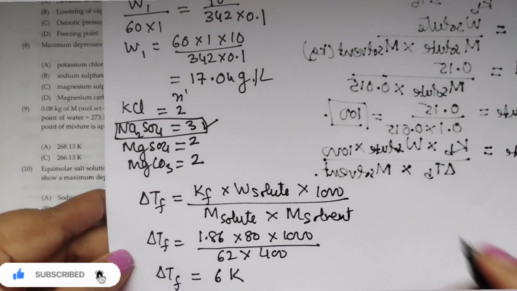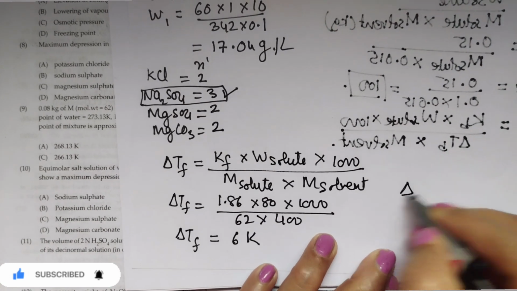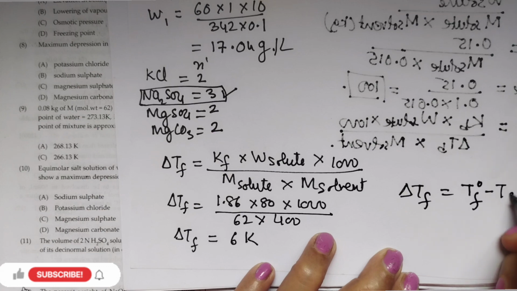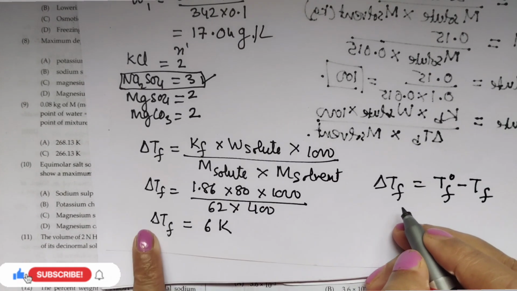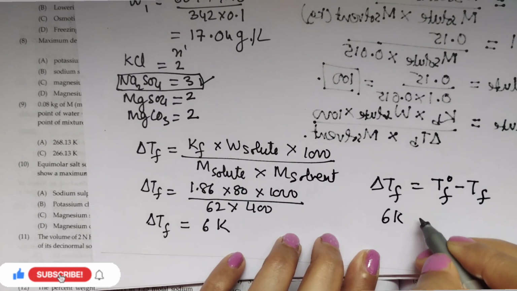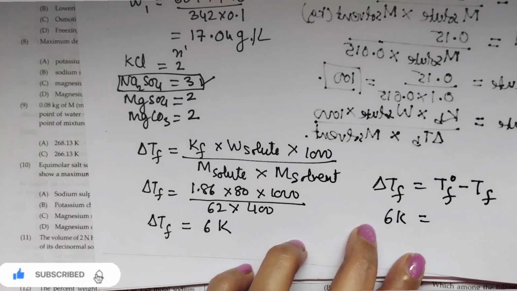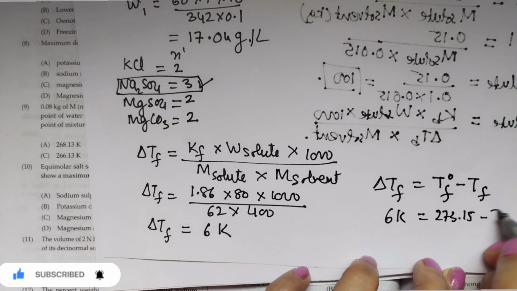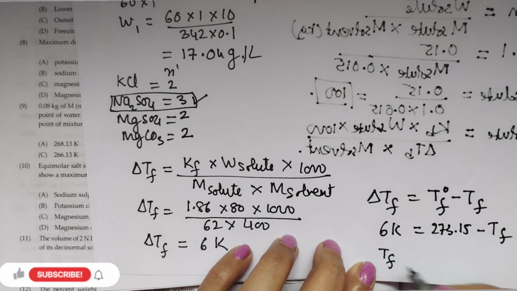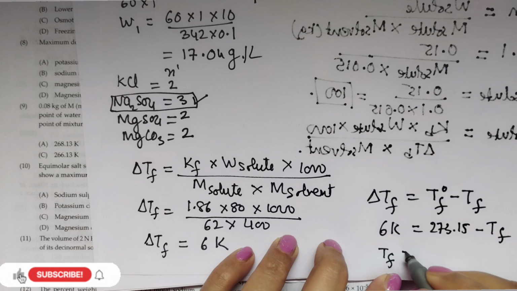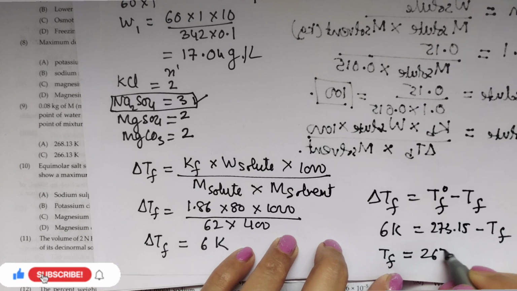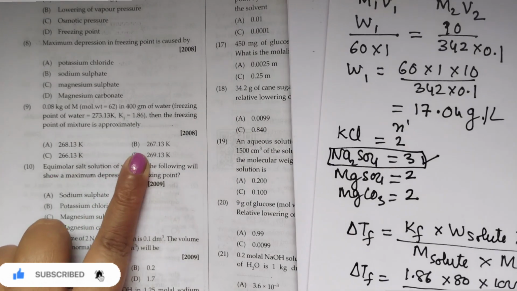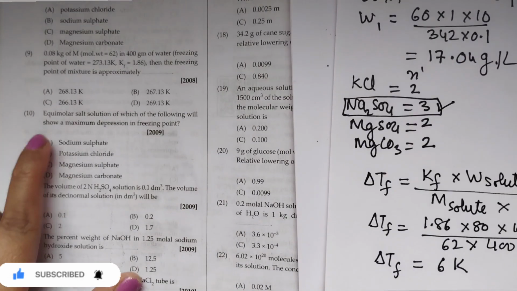Now students, you know that delta Tf is equal to T standard, that is of the pure solvent, minus that of the solution. So you got the value for delta Tf as 6 K. Pure water freezes at 0 degree Celsius or 273.15 Kelvin, minus Tf. When you subtract this value from this, Tf you will get is 267.13 Kelvin. So the answer here is the second option. Let's see the next question.